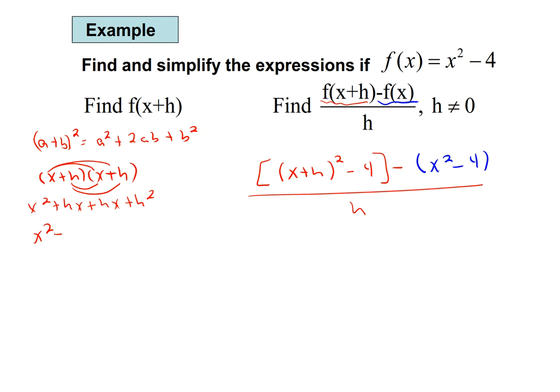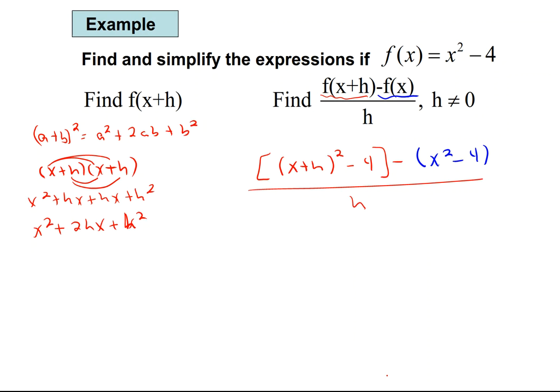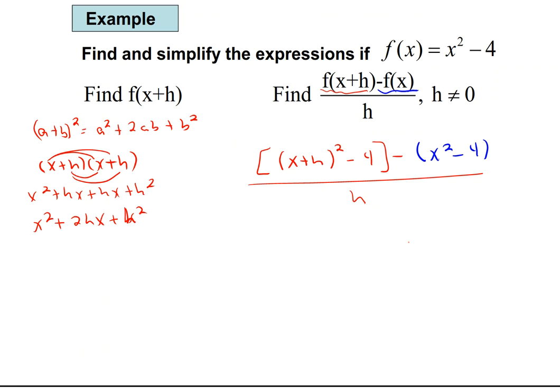And you still get the same thing as what we would get if we used the shortcut. Okay, so I'm going to use the shorter version and just use the (a plus b) squared rule that we have and follow that pattern. So now that gives me x squared plus 2hx plus h squared when I multiply x plus h times x plus h. And then minus 4.